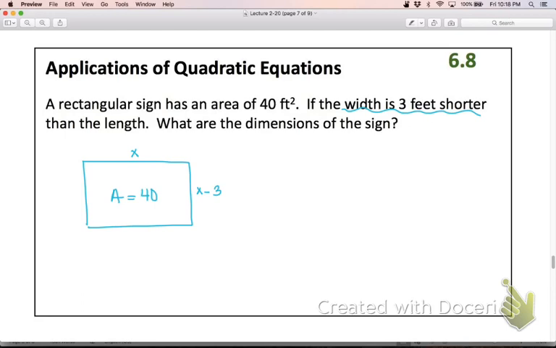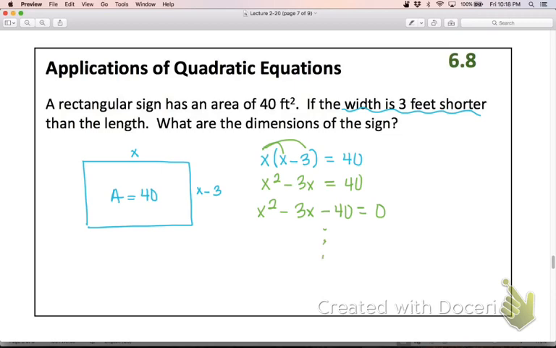So area is length times width. That means this would be x times x minus 3. And the area is equal to 40, so we would get this here. Same thing as the previous problem. Distribute here, and that equals 40. Now we got to subtract 40 from both sides, so that makes it negative on the other side. And now from here, you would factor and solve that.